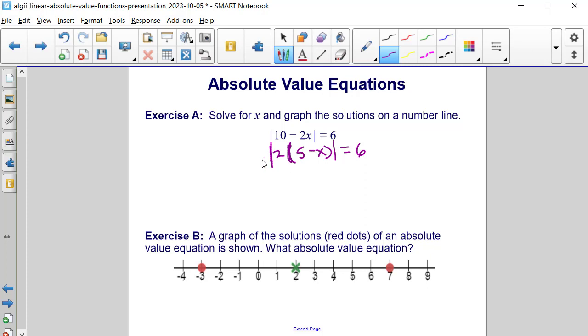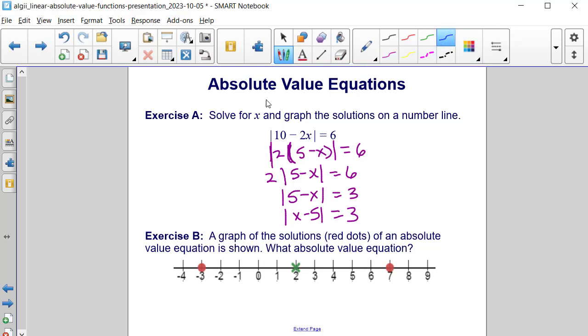We can factor the 2 out and just bring it out because the absolute value of a positive number is that positive number. So we have 2 times the absolute value of 5 minus x is equal to 6. If we divide both sides by 2, we'll get the absolute value of 5 minus x is equal to 3. And then because of the rule of opposites, you can also rewrite the 5 minus x inside of the absolute value as x minus 5, and that's still equal to 3.